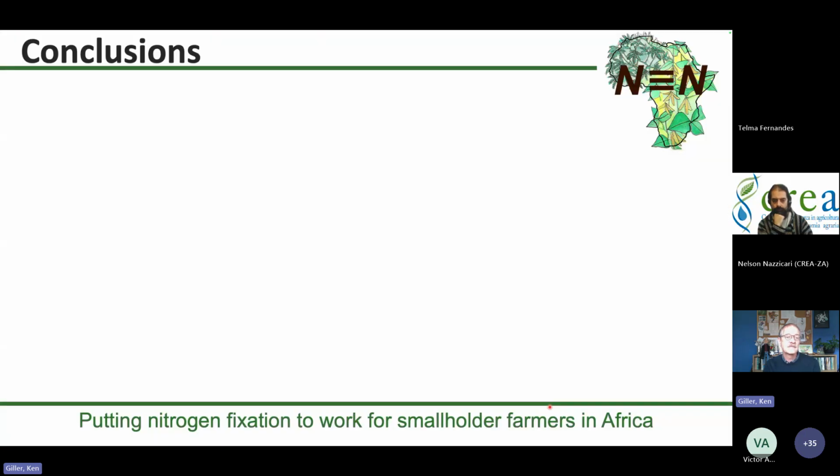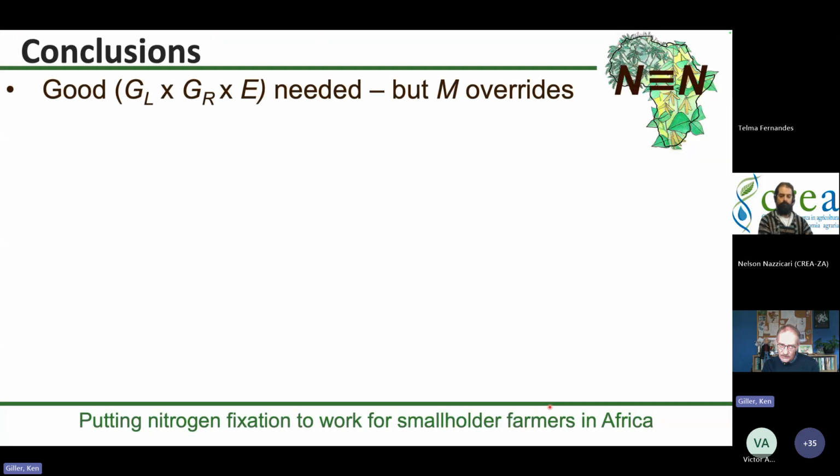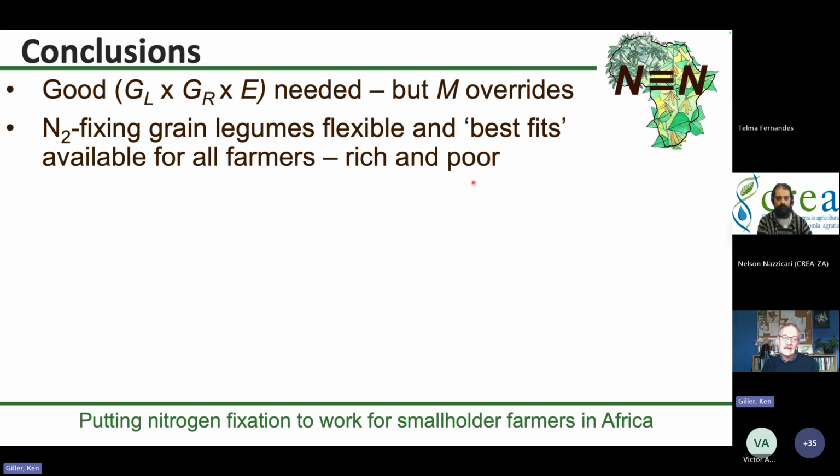So my last slide, well, it's quite clear that we need the good legume genotype, the good rhizobium targeted to the environment, but in terms of productivity, it's actually management, agronomy, phosphorus, which overrides. We need nitrogen fixing grain legumes which are flexible. We can find different fits which fit all types of farmers, both rich and poor. So different types of technologies for different types of farmers.